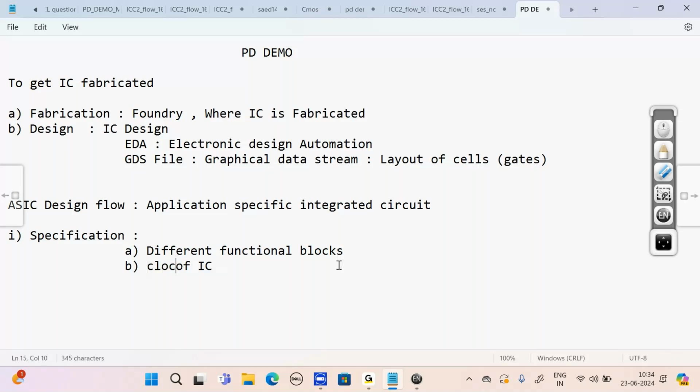What are different clocks? Clock only is going to decide the speed of your IC, right? If your IC is working with a 1 gigahertz clock, then your IC is working very fast. If your IC is working with a 500 megahertz clock, your IC is what? Half of the speed of the first IC I told. So your clock frequency is going to decide the speed of the IC. So clocks for IC, what are different clocks?